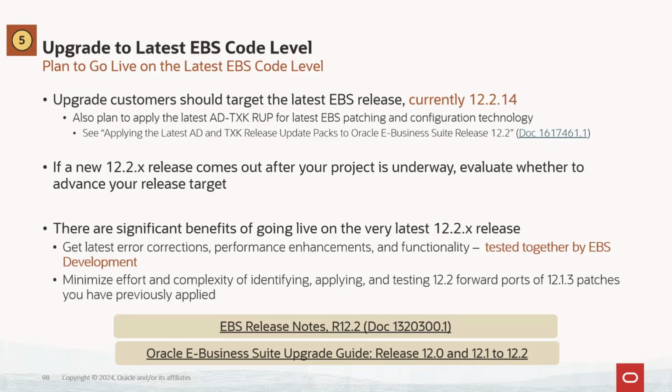In other words, you shouldn't have a policy where you say, hey, I think I'll upgrade to 12.2.13 or 12.2.12 on the theory that that's safer. By the time you've completed your upgrade, probably another year will have gone by and a new release of EBS will have come out. So you don't really want to be down-revved by several years.